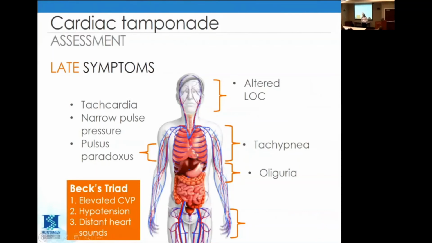That's pulsus paradoxus. Once again, really hard to see with the cuff, but if you know what you're looking for, when you know where the numbers are, you can have the patient take a deep breath and you will hear that systolic drop, like you'll lose it.